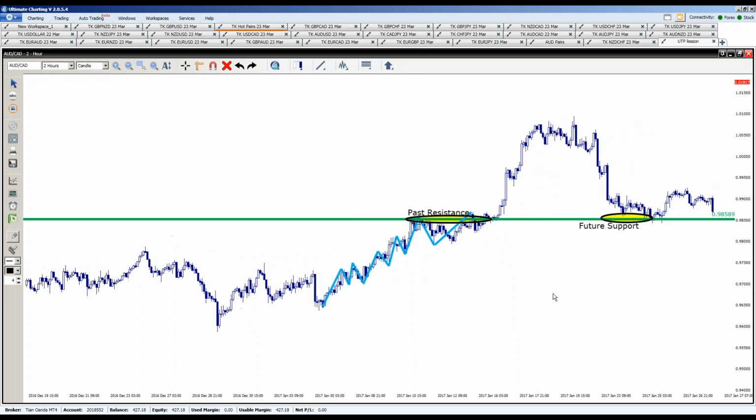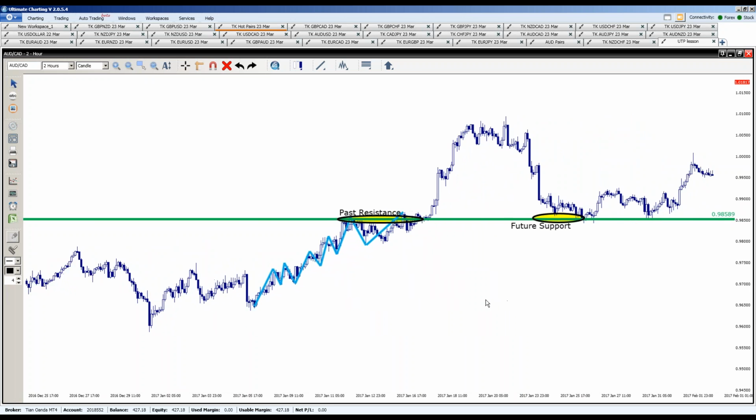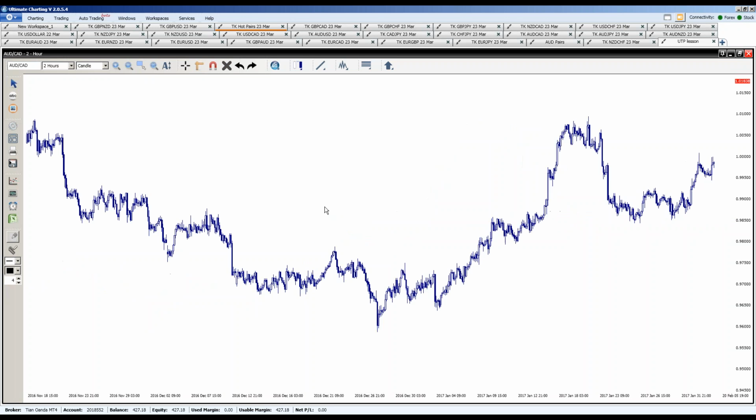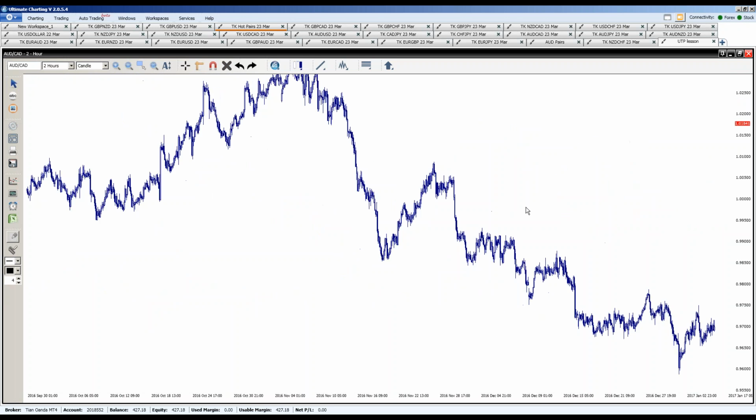Right, so there we go. The market bounced at support, tested that one again, and then carried on moving higher. Right, there we go. So this is an example of buying future support, which is past resistance. Let's have a look at past support becoming future resistance.